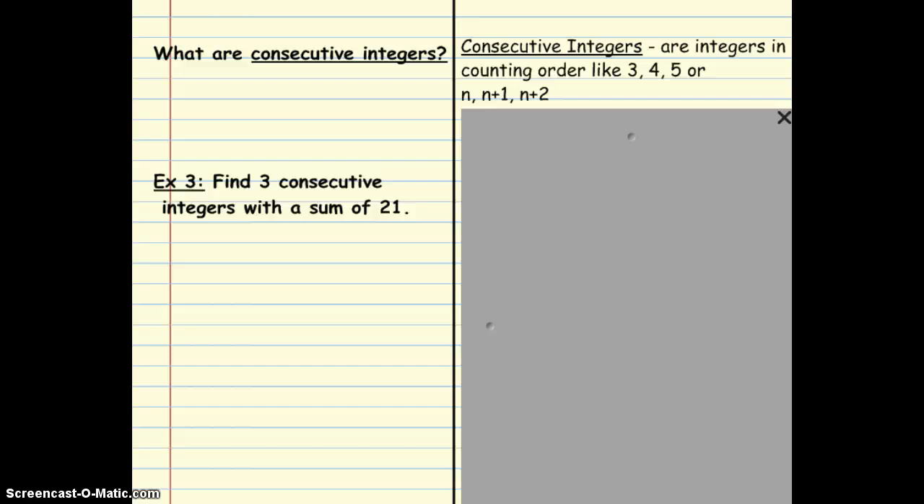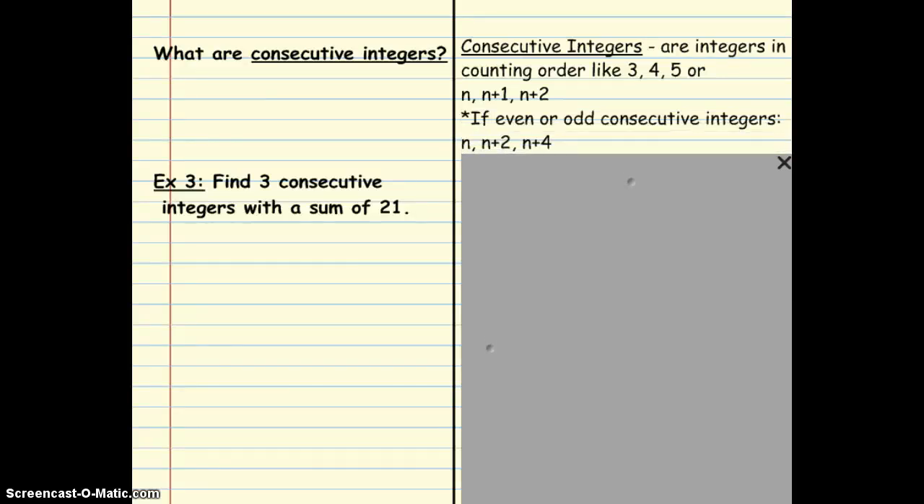Alright, we are also then going to work with problems that are involving consecutive integers. And consecutive means in a row, and integers are numbers, positive or negative. So consecutive integers are integers in counting order, like 3, 4, 5. Okay? But most of the time, we don't know what the numbers are. So the first one we would say is n. So to get the next number, we'd have to do n plus 1, and then the next number would have to be n plus 2 to make sure they're in order.